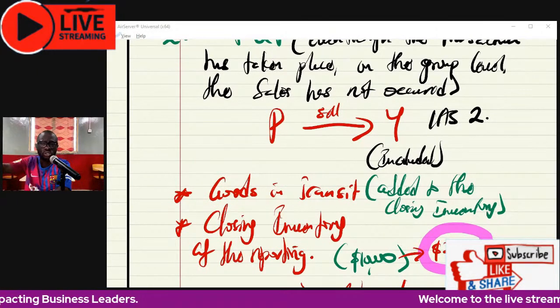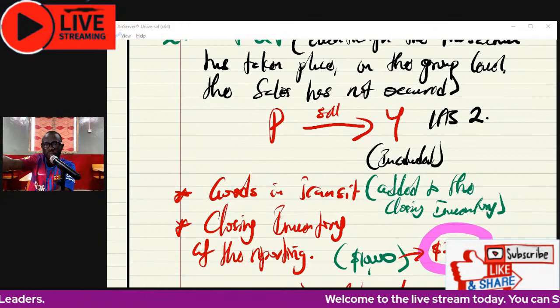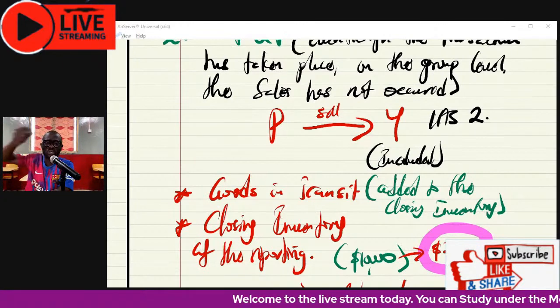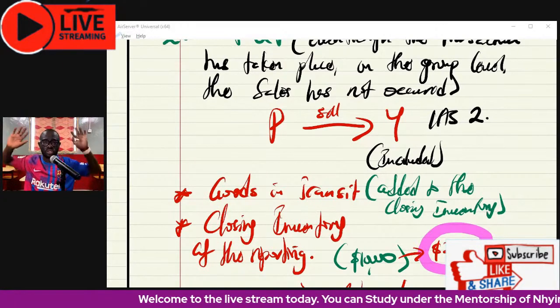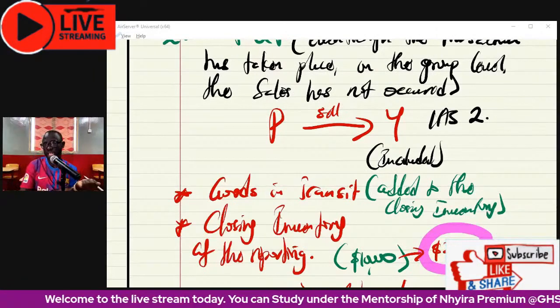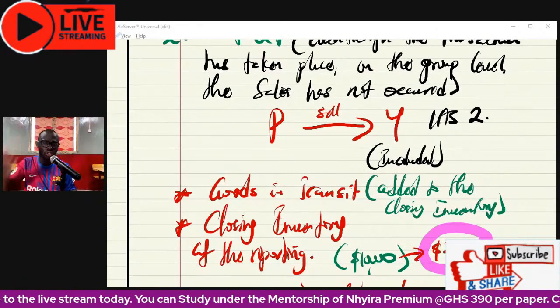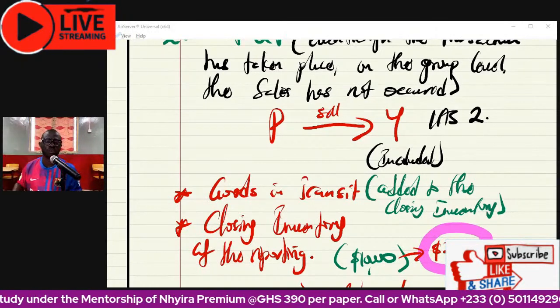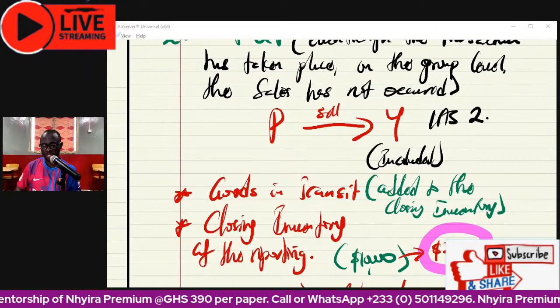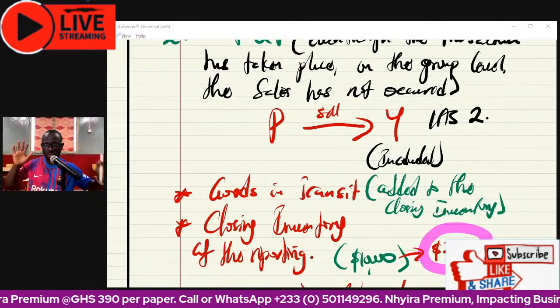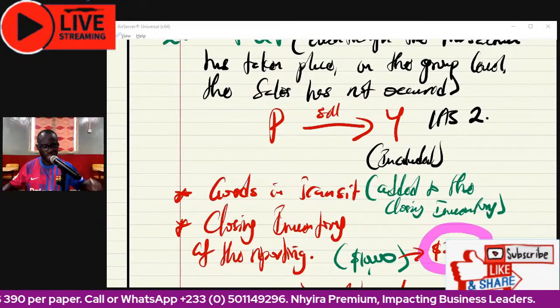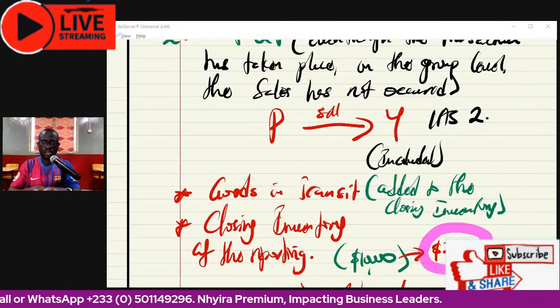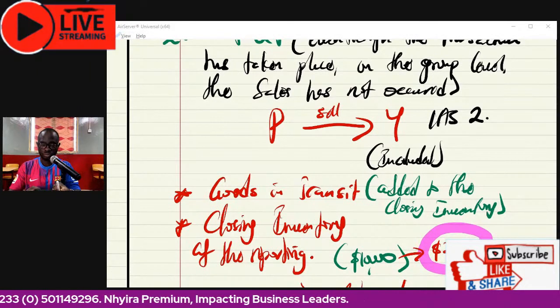They've not sold what we sold to them. Assuming they've sold what we sold to them, that one is not an issue. There will not be any provision for unrealized profit. But if they had not sold what we have sold to them, that is where the provision for unrealized profit comes in. So, Stan Obi, let me know if that makes sense for you.